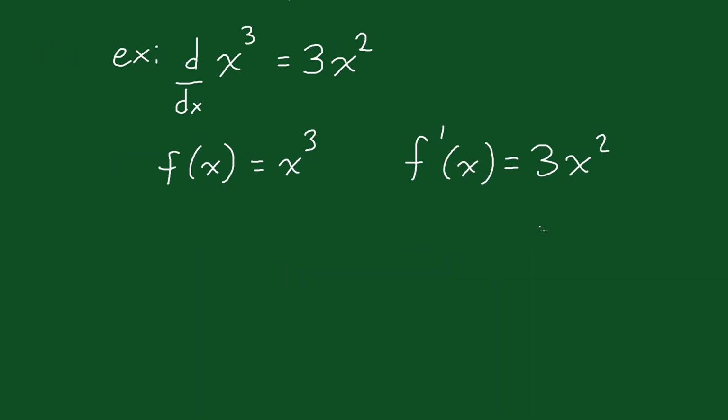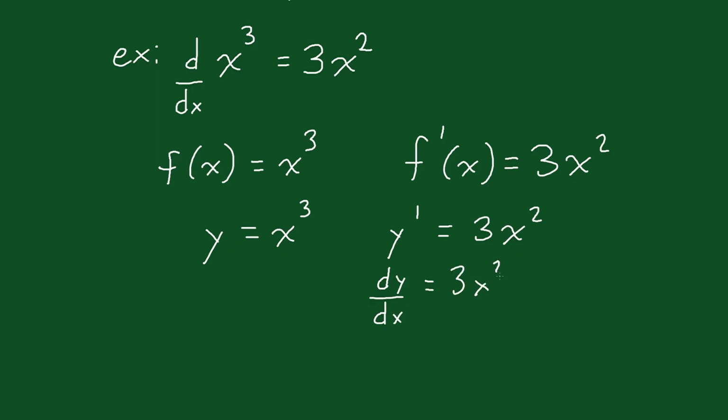On occasion, I'll also see something like this: y equals x cubed. And when you take the derivative, you can say y prime is equal to 3x squared. That one is a little more informal. You might instead say dy over dx is equal to 3x squared. But these are all different things that you could see. Let's do another example though. Personally, I like to work with the f of x and f prime of x.